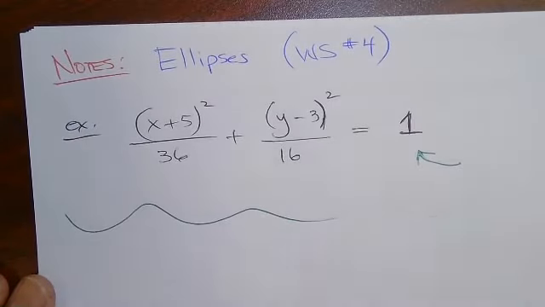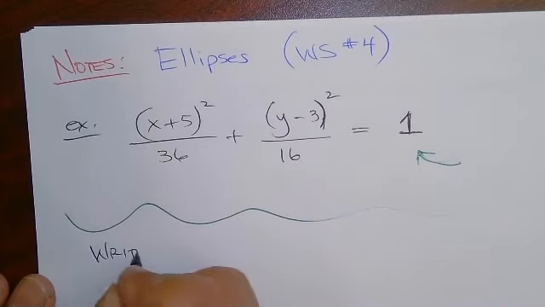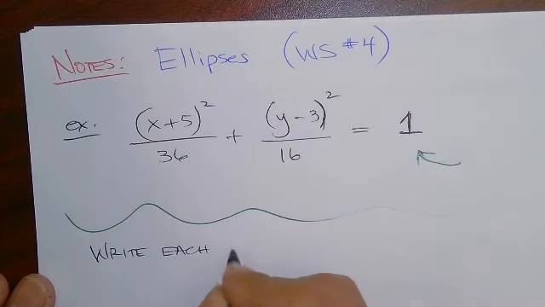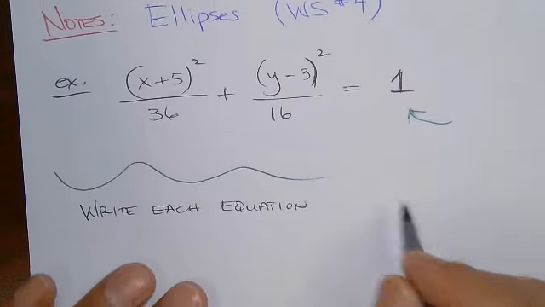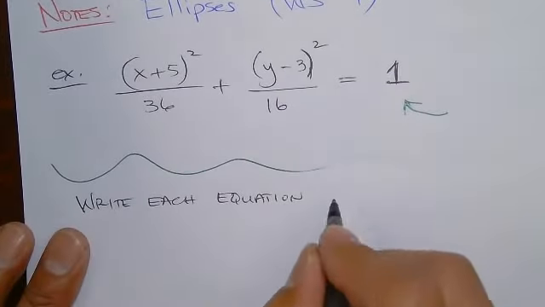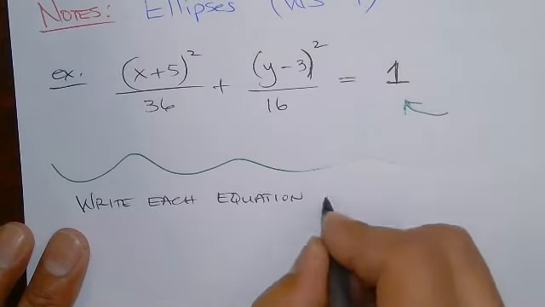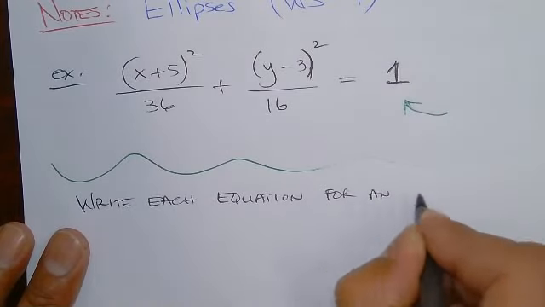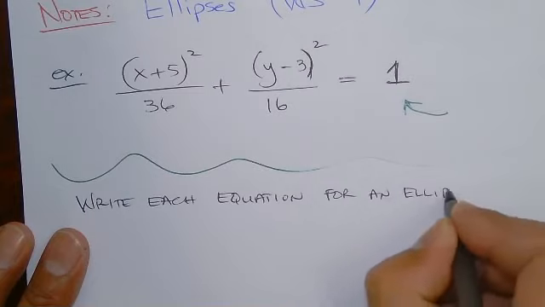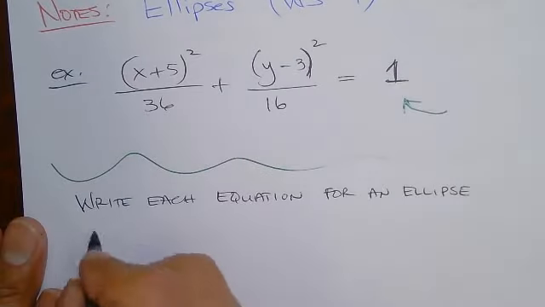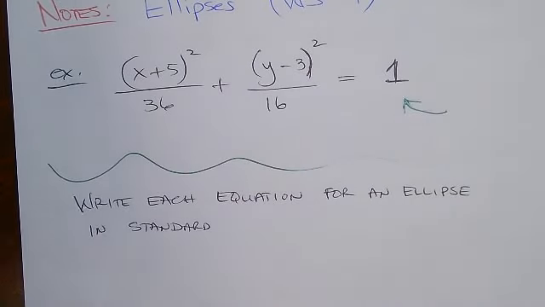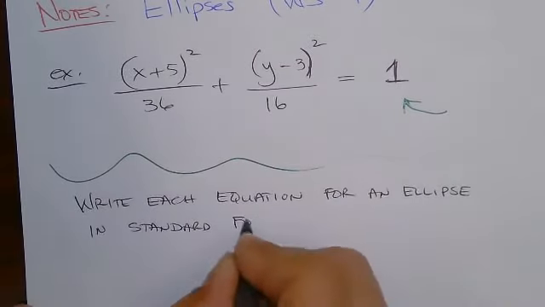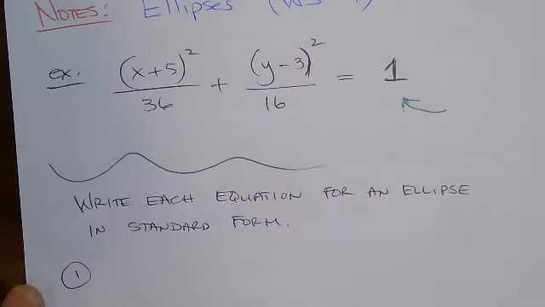So pretty much, I think it's going to say write each equation, obviously for an ellipse, but I'm not going to write all that. Write each equation for an ellipse. And I think they call it in standard form or something. I'll check later. Okay, number 1. Let's just jump in.